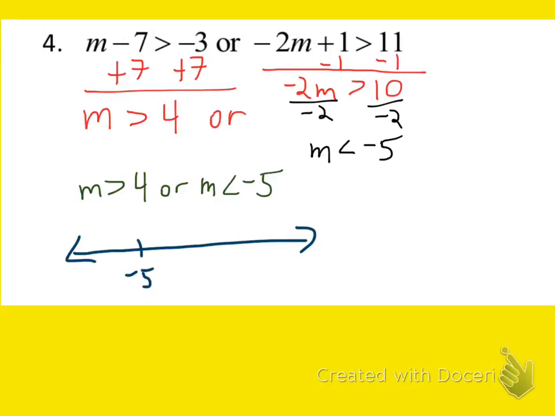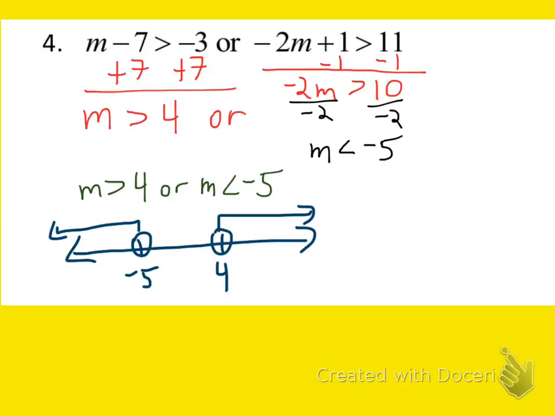So let's draw our number line. Negative 5 goes on the left because it's smaller. Positive 4 goes on the right because it's bigger. So now I'm going to graph M is greater than 4. So that should be an open circle going to the right. This should be less than negative 5, an open circle going to the left. Okay, there is no overlap here.